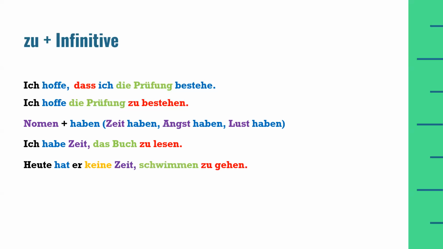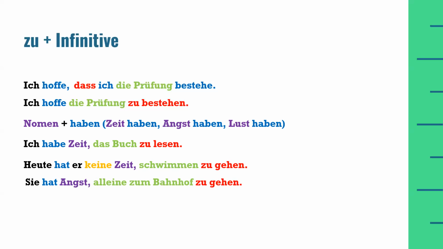Now, if I want to negate this Zeit haben, then I will use keine. Heute hat er keine Zeit, schwimmen zu gehen. Today he has no time to go swimming. Again, zu gehen is coming at the last position. The verb gehen is in infinitive form, and we are negating in this sentence. Therefore, we are using the negation with keine, because we are negating the noun, and for the negation of a noun, we use kein.